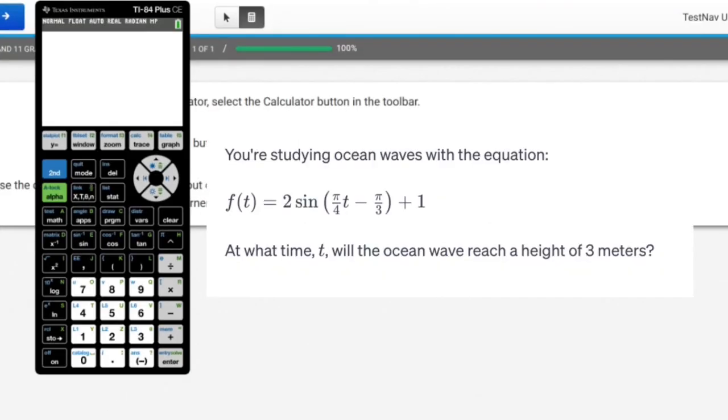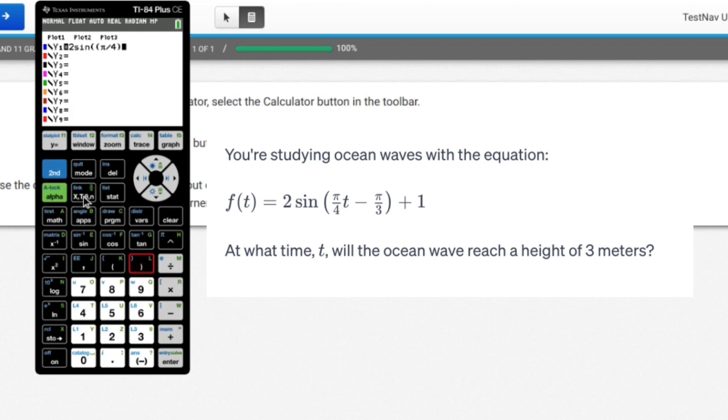So you're studying ocean waves, huh? Well, let's type out this weird-looking function. It's a sine function, so 2, there's my sine. I always get paranoid with fractions, so I'm going to do parentheses, pi over 4, like that. Now we can close it.